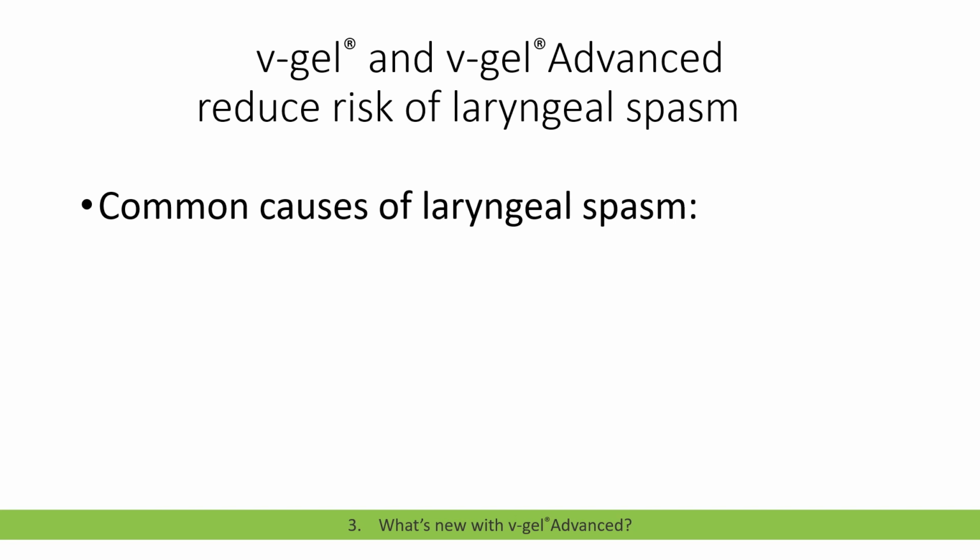Laryngeal spasm is surprisingly common in rabbits, and it's worth just discussing this for a moment. And common causes of laryngeal spasm, the absolute biggest one is intubation. And by using either original v-gel or v-gel Advanced, you eliminate that risk because you're not touching the trachea at all. You're not putting things through the larynx and all the way down there. So it's a much less traumatic technique.